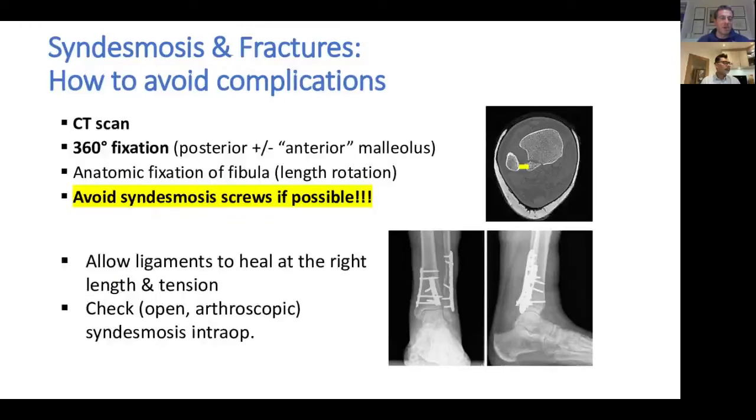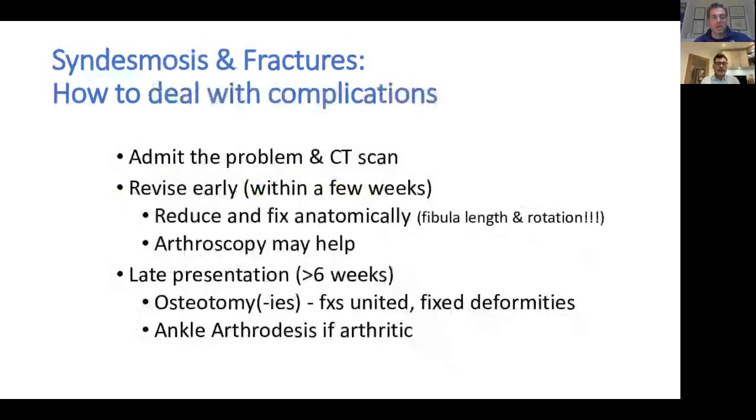So to conclude, do a CT scan, fix what is fixable, and avoid syndesmosis screws if possible, checking the reduction of the syndesmosis open or arthroscopically or with an intraop CT. And if you have a problem, admit it and revise early to avoid an arthrodesis. Osteotomy might be an option, but usually you end up with fusing the joint.